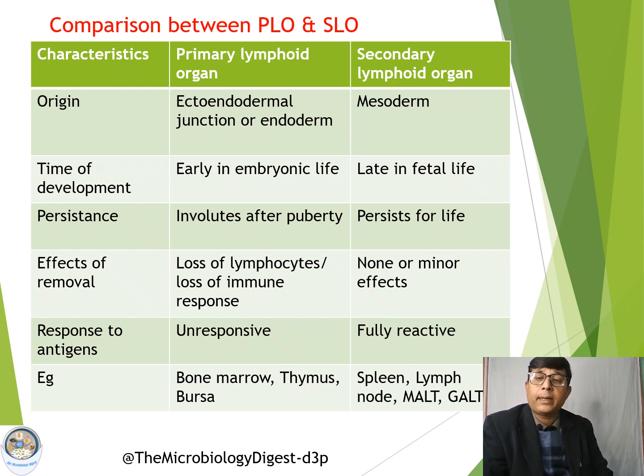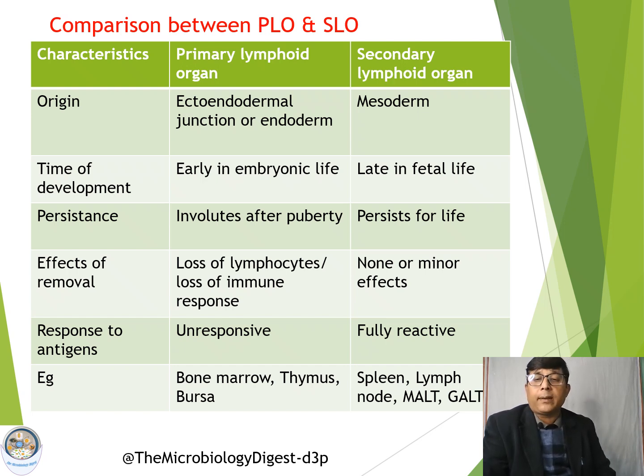Now, effects of removal, if we remove these organs. In case of primary lymphoid organs, if we remove them, there will be loss of lymphocytes, because these are the sites where production as well as differentiation of these lymphocytes takes place. So if they are removed, it will cause loss of lymphocytes, and there will be loss of immune response. If the secondary lymphoid organs are removed, then there may not be any visible effect, or some minor effects may be observed.